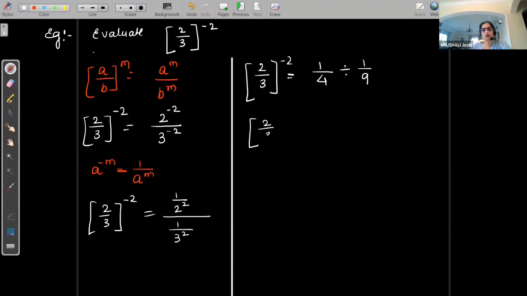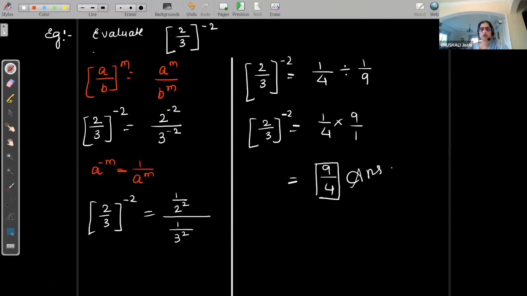Yes. So 2 by 3, the whole raised to minus 2, can be written as 1 by 4 multiplied by 9 by 1. And then your final answer will be 9 by 4. This is pretty long. You can reciprocate it here itself. But nonetheless, I'm doing every step so that if you don't understand something, you get proper clarification because you just started the lesson. Getting it, guys? Everybody? Yes, ma'am.